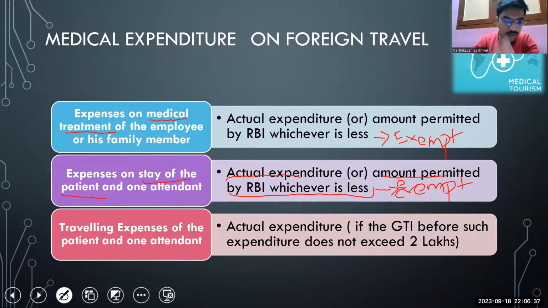Coming to the third point, traveling expenditure from India to abroad. The actual expenditure will be exempt provided your GTA is less than 2 lakhs. If your GTA is less than 2 lakhs, then the entire travel expenditure is exempt. If your GTA is more than 2 lakhs, then there is no exemption for travel expenditure abroad for medical tourism. Let me put it again.